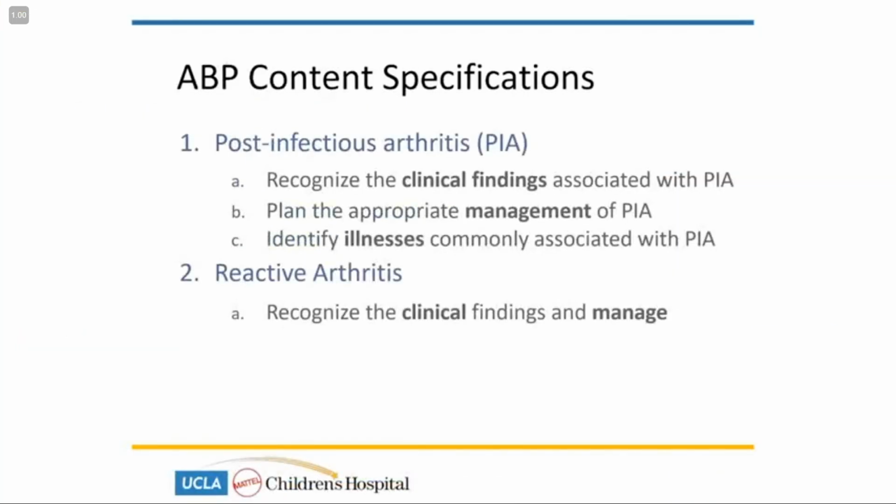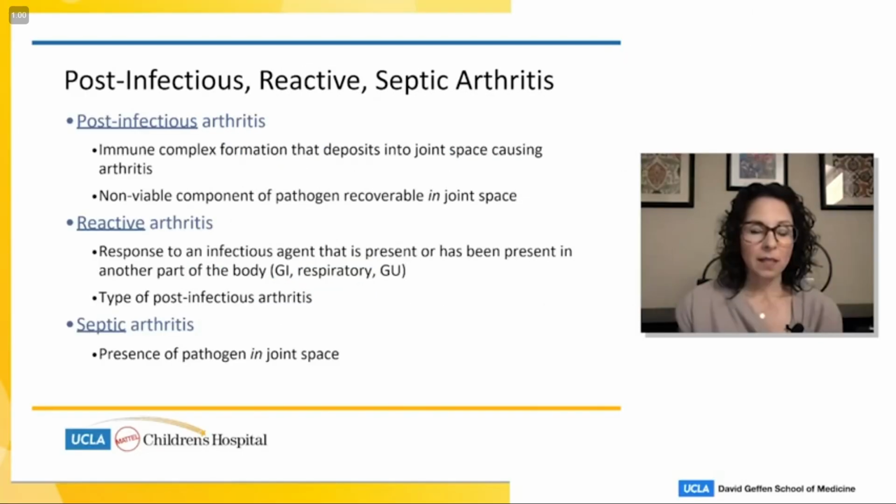ABP would like you to know about post-infectious arthritis, its clinical manifestations, management, as well as specific illnesses associated with post-infectious arthritis, as well as reactive arthritis, which is actually a form of post-infectious arthritis. However, they are separating the two out. And within reactive arthritis, they want you to know about the clinical findings, as well as what you do to manage those findings. Let's move on to some definitions.